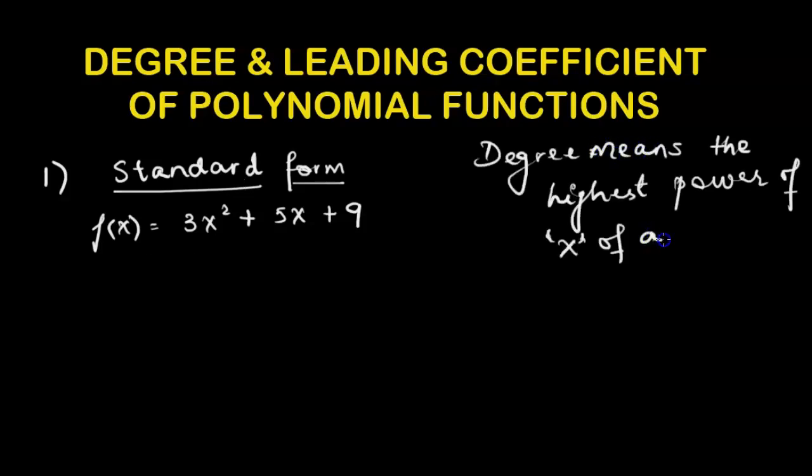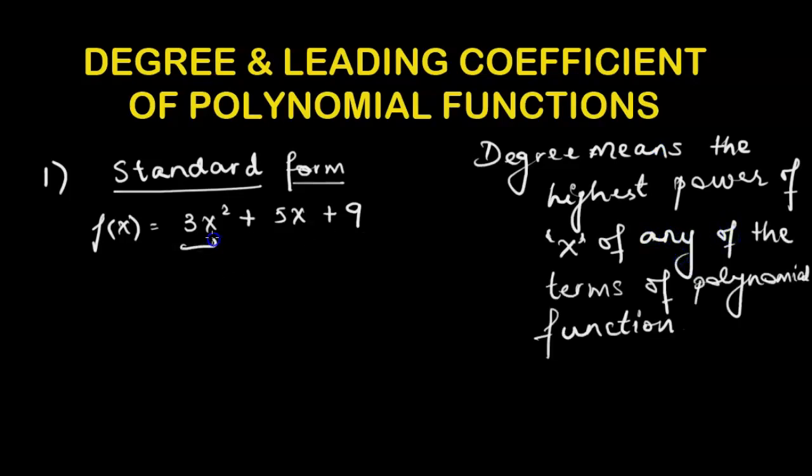Let's take an example of each form. If you're given a polynomial function in standard form, and the polynomial function is f(x) equals 3x squared plus 5x plus 9, and we are asked to find the degree. Degree means the highest power of x of any of the terms of the polynomial function. In this example, we are given three terms in the polynomial function. One is 3x squared, another is 5x, another is 9.